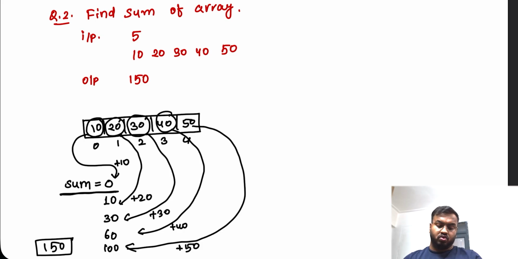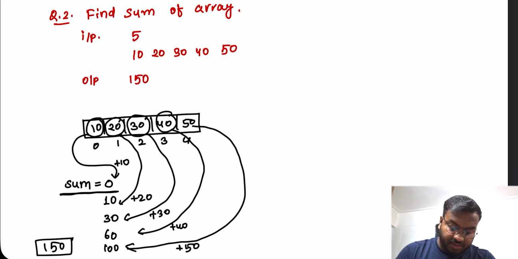This is what I want to do. So the intuition of this particular problem is that first you will initialize a sum variable, and then you will start adding the array elements into the sum variable. First I will fetch the array element, and then I will add that into the sum. Then next element, add that into the sum. Then next element, add that into the sum.